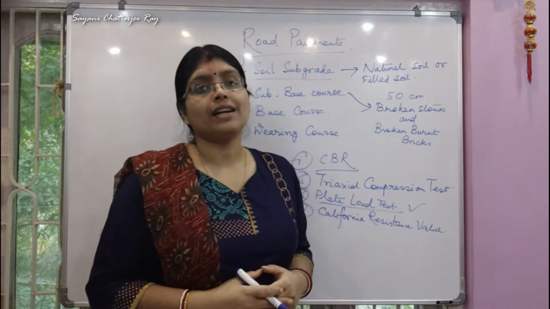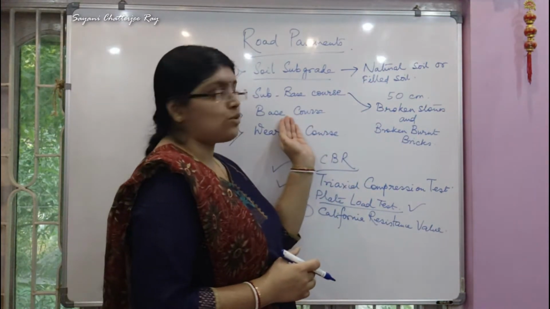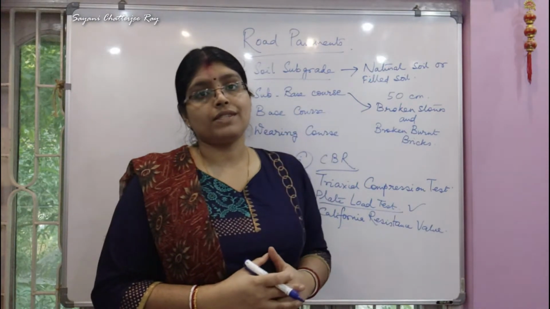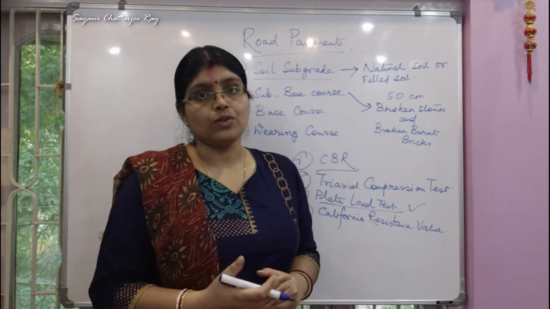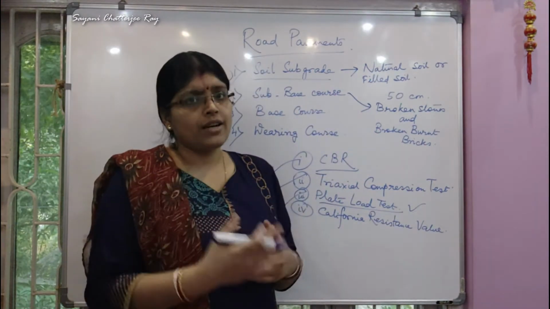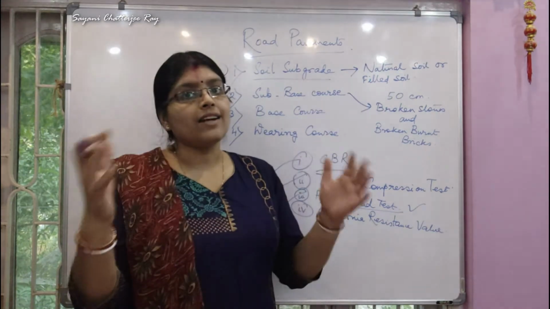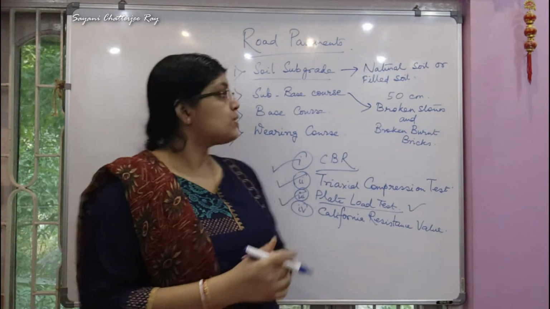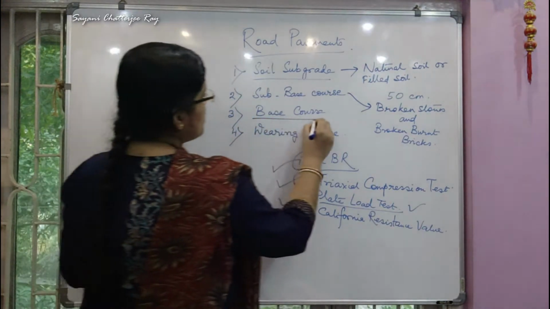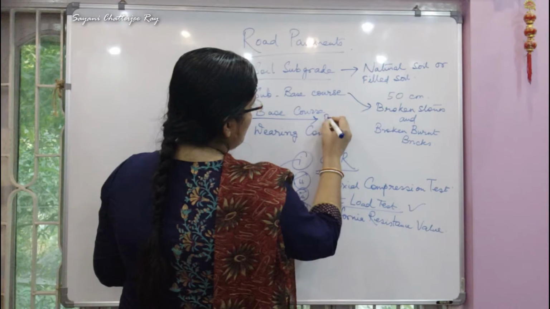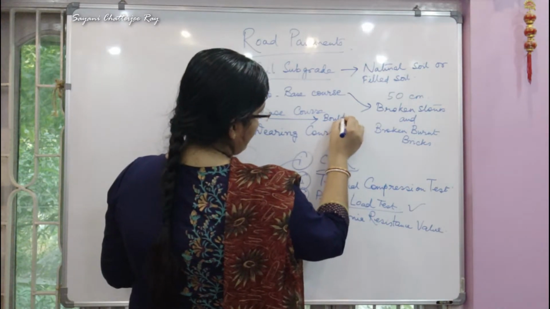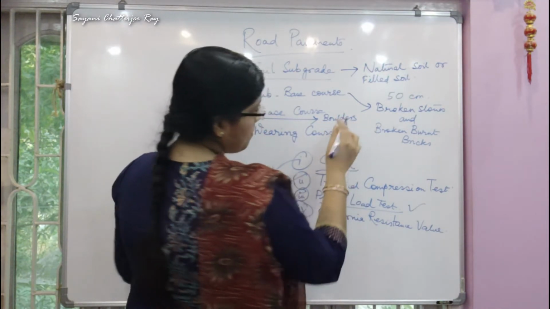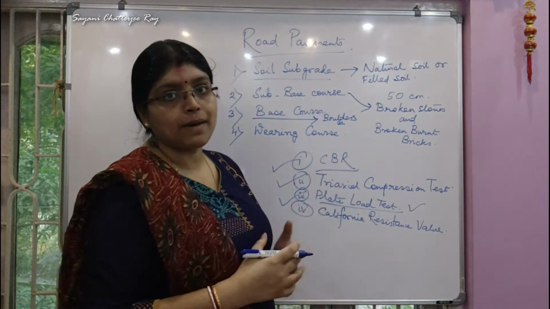Now we will see the third type of pavement layer, the base course. First of all, we will see what material is used to fill this base course. Generally, to fill up this base course, large size particles like boulders and bricks are used. So the popular materials used in the base course are boulders and bricks, because these have large size particles.